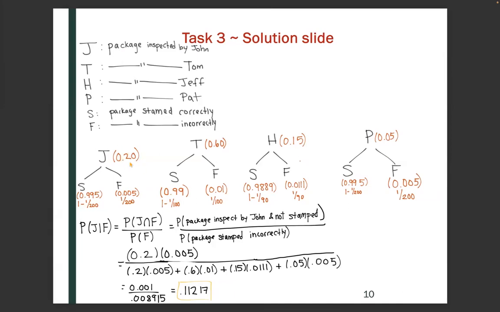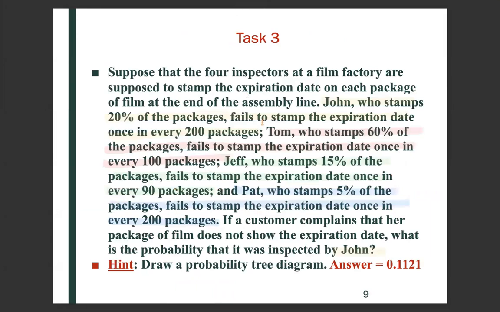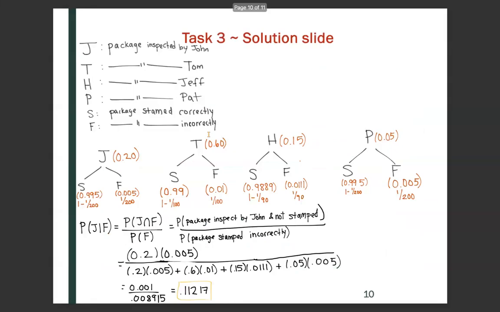And of those 20%, we were given that he fails to stamp the expiration date once in every 200 packages. So here for the fail event under John, that would be 1/200 that he fails to stamp correctly. So the remaining probability, if he were to stamp it correctly, would be 1 minus 1/200, which is 0.995. And now we're going to do that for each person.